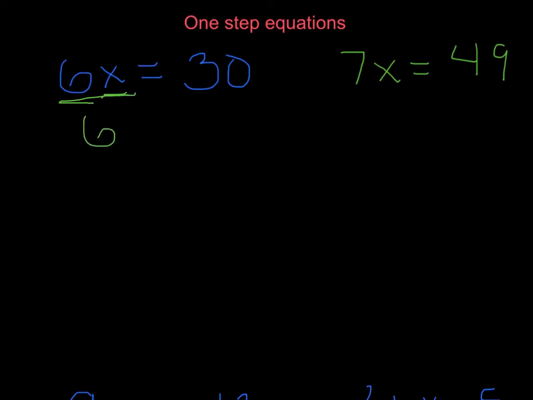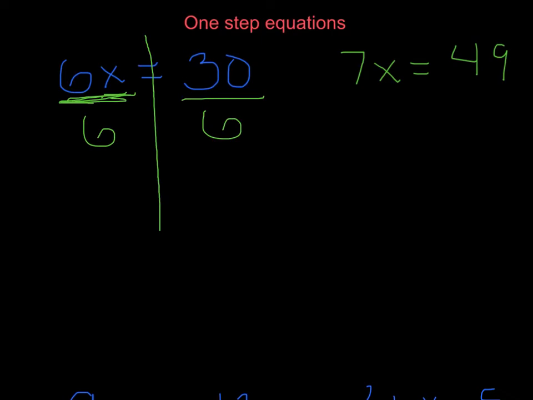division. So if we divide by 6 on both sides of the equation, and I usually like to draw this little line down the equal sign, and I kind of think about it as a seesaw. Whatever I do to one side of the seesaw, I need to do to the other to keep it balanced. So if I divide this side by 6, I also need to divide this side by 6.